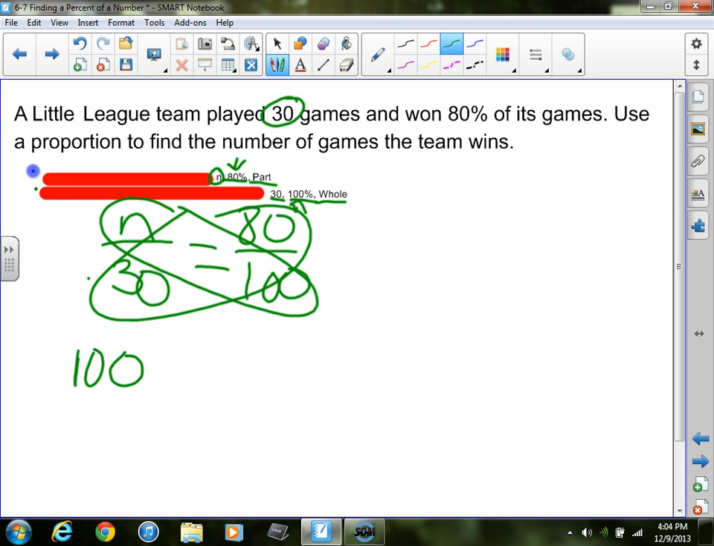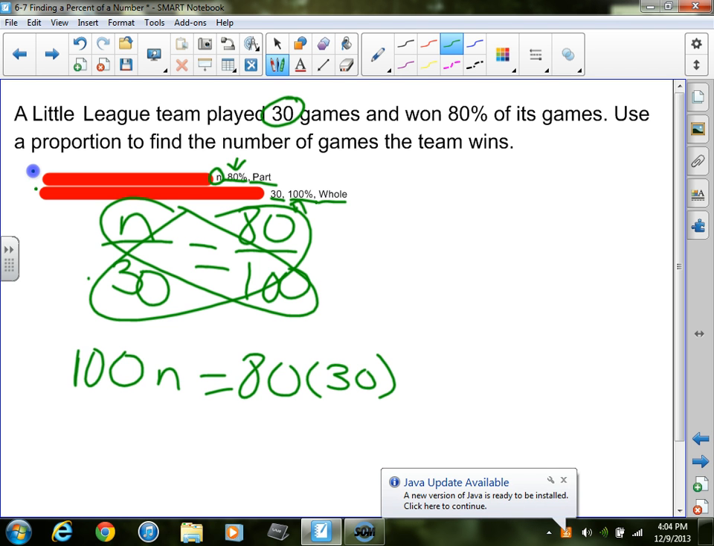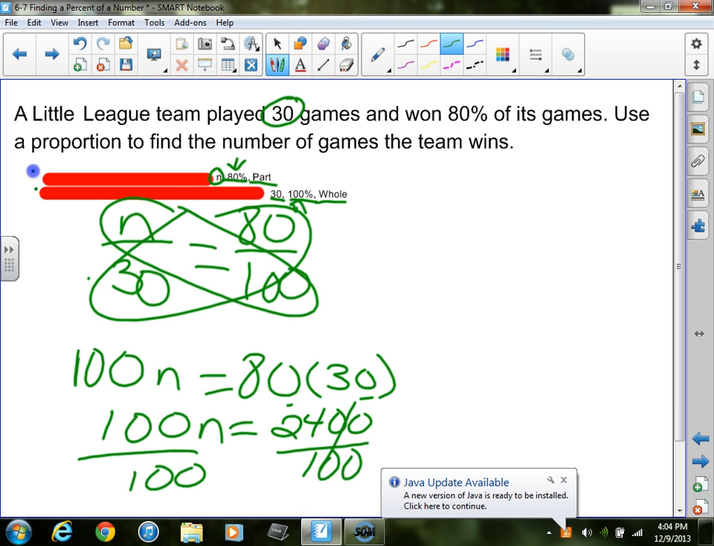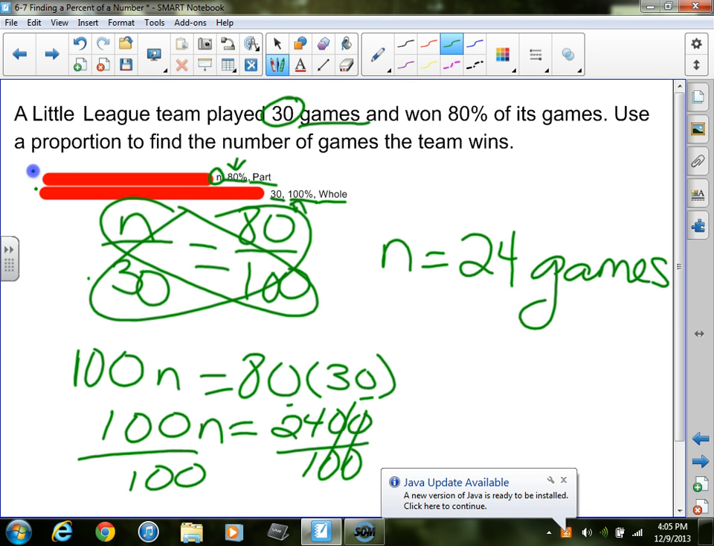So 100N equals 80 times 30. 8 times 3 is 24. Add the 2 zeros, so 2400 equals 100N. Divide both sides by 100. 2400 divided by 100 is 24. So therefore N equals 24. And of course, what is it that we are counting? We're counting games. So we need to label this. 24 games were won.